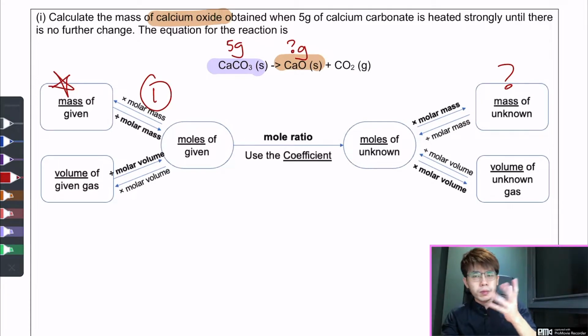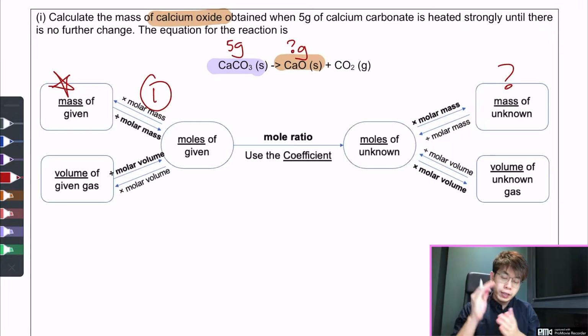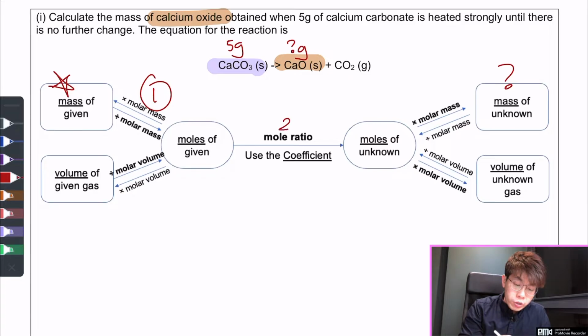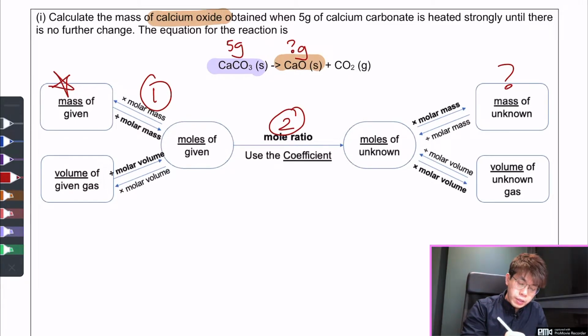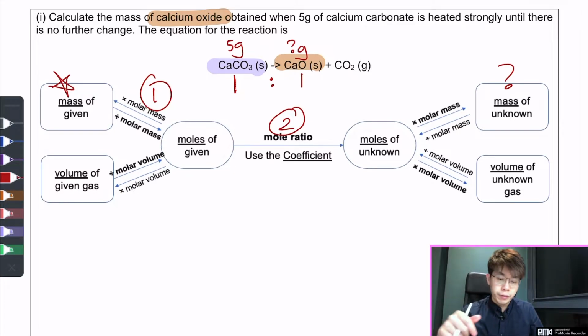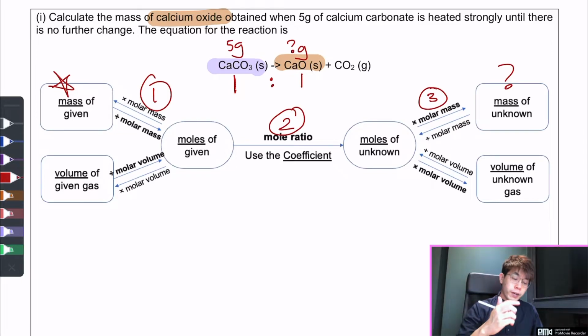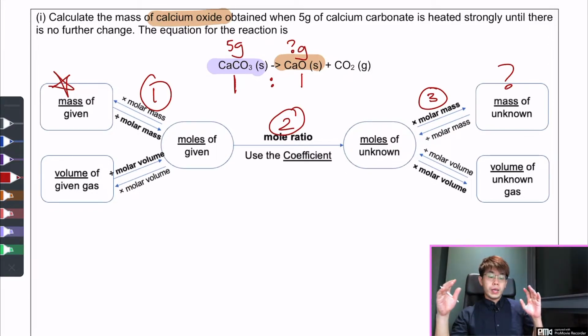Now the second step is normally around the same. Once I get the moles of the given, I need to find the moles of the unknown by using the mole ratio. Remember the previous lesson? Mole ratio. In this case, you can see that the mole ratio between calcium carbonate and calcium oxide is 1:1. How do I know that? You look at the coefficient at the front. And then after finding out the moles of the unknown, I need to find the mass of the unknown. So in this question, you can see that there are always these 3 steps. First, find the number of moles of the given, then use the mole ratio, and find the mass of the unknown.